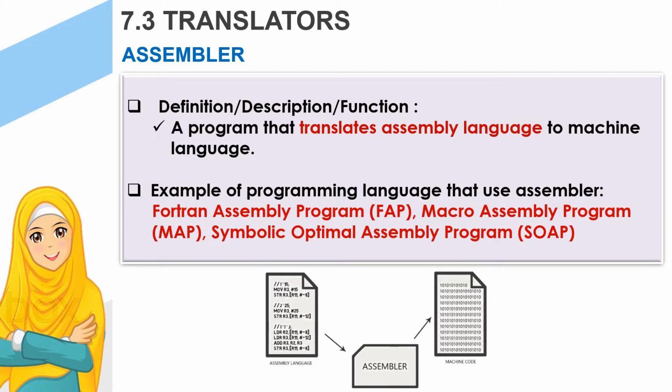Hope you guys still remember assembly language that we have discussed in 7.1 before. Okay, kita dah discuss assembly language dalam topik 7.1 sebelum ini. So assembler adalah translator yang kita khas untuk assembly language. Example of programming language that use assembler is Fortran assembly program, macro assembly program, and symbolic optimal assembly program ataupun SOAP. Here's some illustration of how an assembly language codes are translate into machine code.